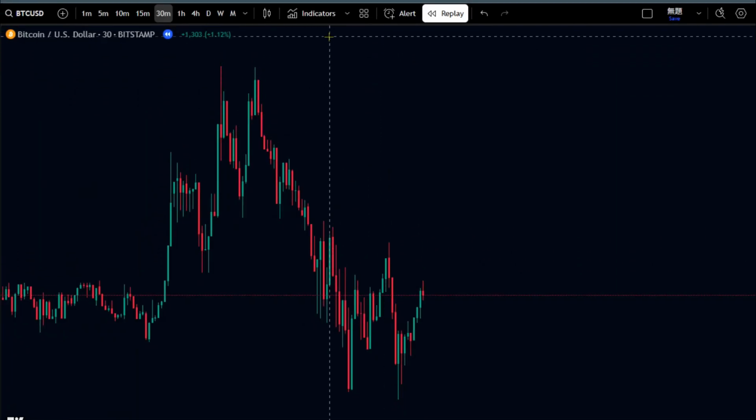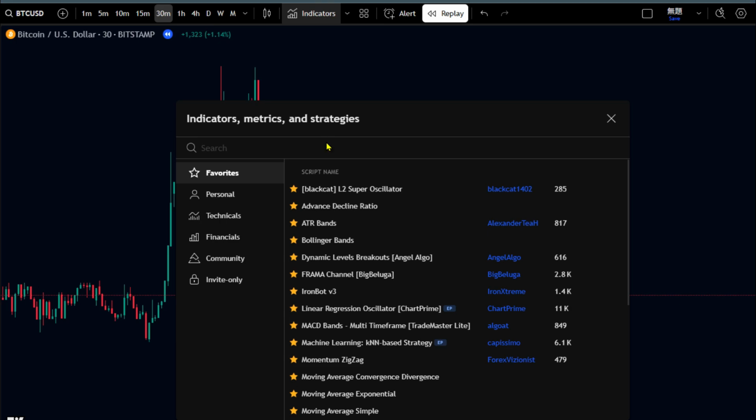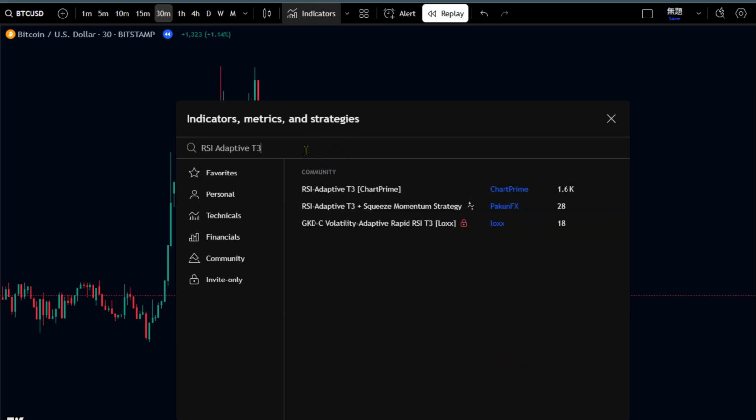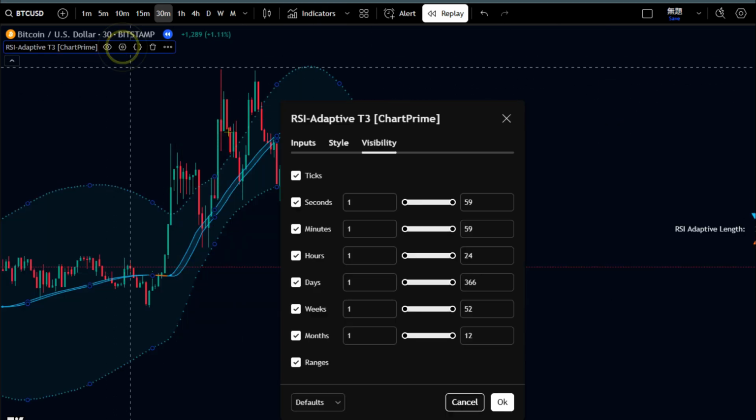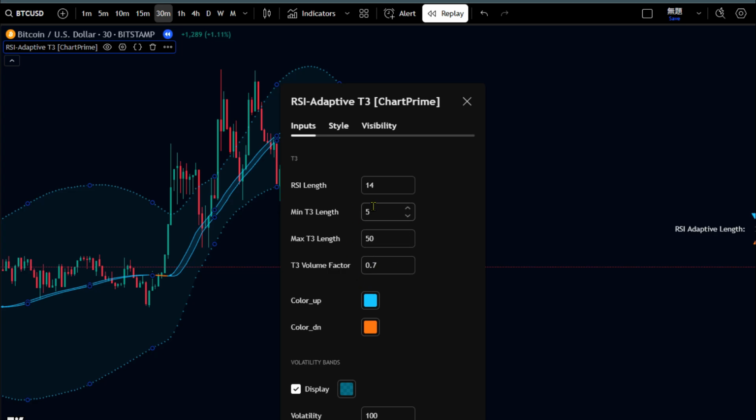To use it on TradingView, follow these steps. 1. In the indicator search bar, type RSI Adaptive T3. 2. Select the one created by ChartPrime. 3. Once added to your chart, you can fine-tune the volume factor and colors to your preference.